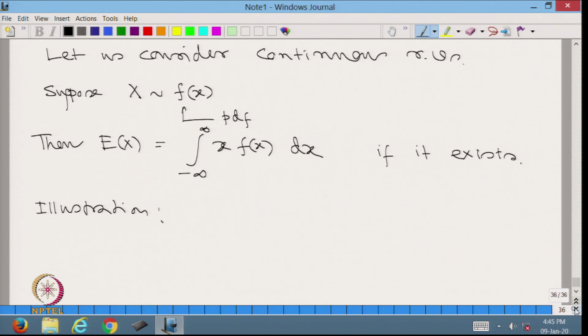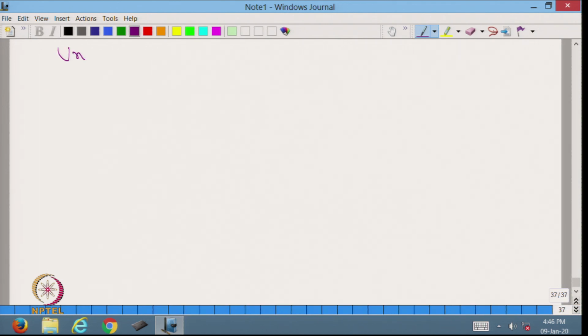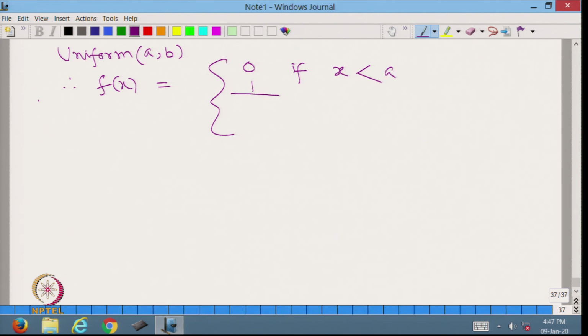with several examples. Suppose X is a uniform random variable in the range a to b. Therefore, f(x) is equal to 0 if x is less than a, it is 1 upon (b − a) if a ≤ x ≤ b, and it is equal to 0 if x is greater than b.